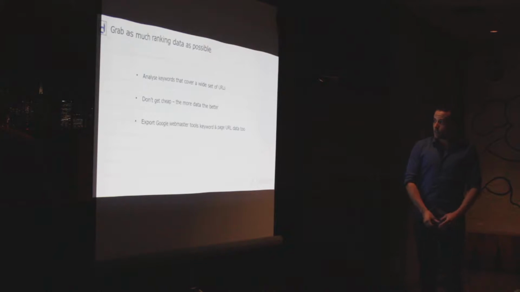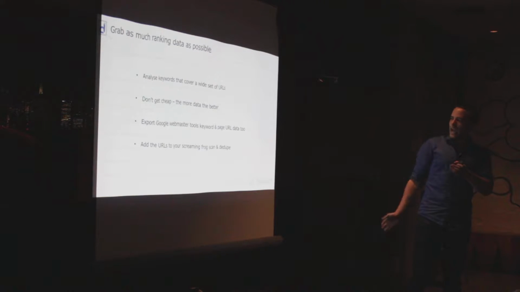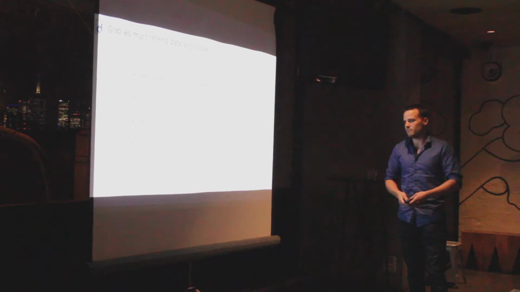Export your Google Webmaster Tools keywords and your pages and your URLs. So you want your clicks, you want your impressions, and average ranking would be great as well. And then you want to be able to add all the URLs to the Screaming Frog scan and then dedupe. So once you've done your scan, you've got it all in Excel, you add all your Webmaster Tools URLs in there, you add all your ranking data, you dedupe it, and you've got a good list of pre-migration URL content.